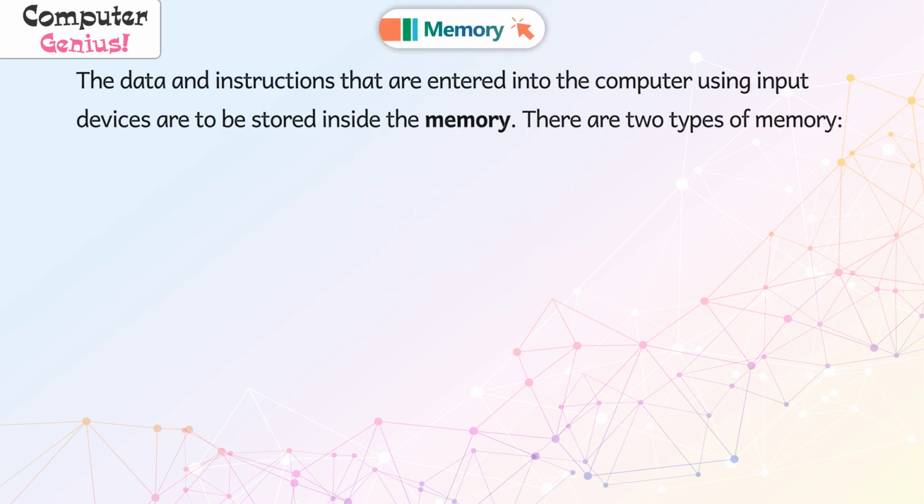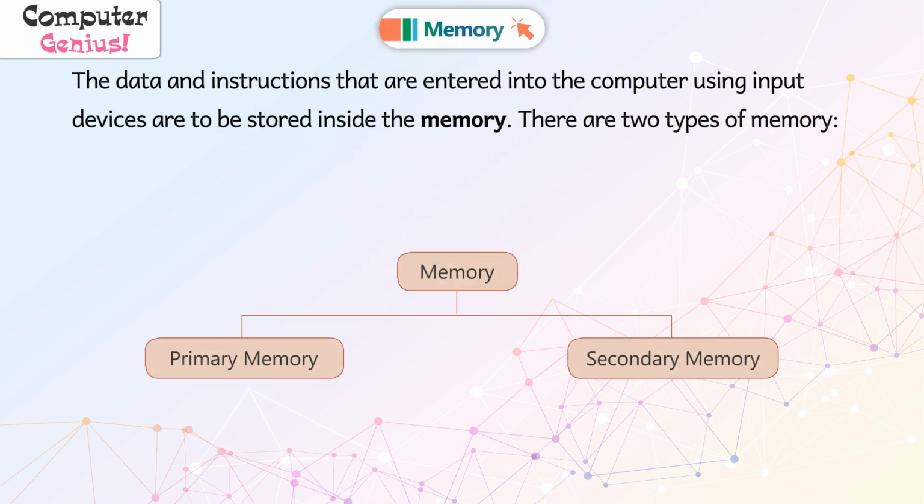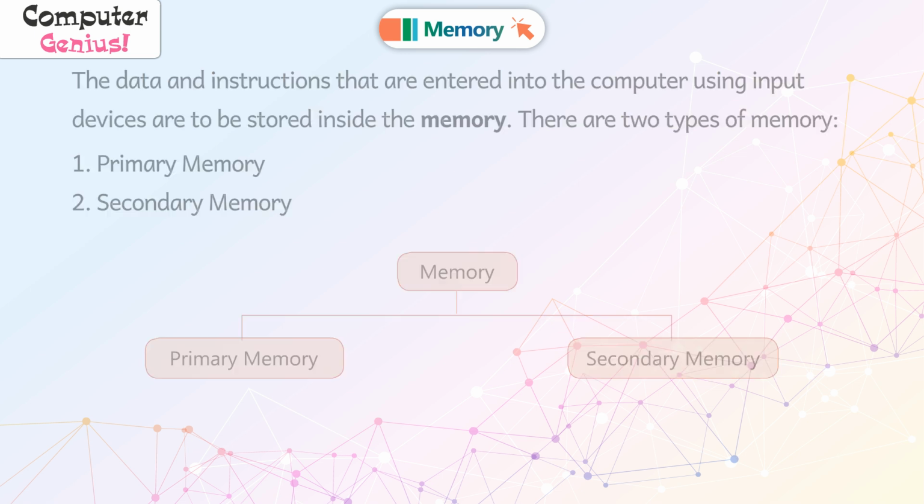Memory. The data and instructions that are entered into the computer using input devices are to be stored inside the memory. There are two types of memory: 1. Primary memory. 2. Secondary memory.